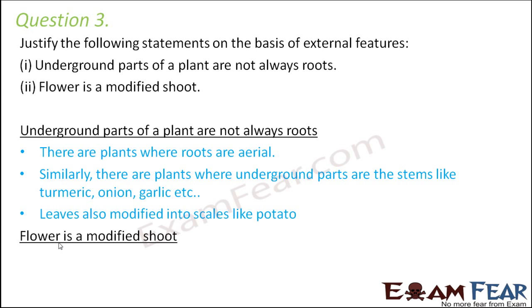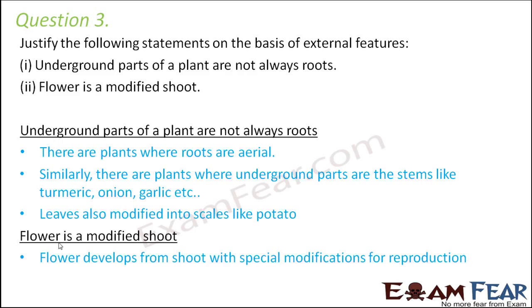What is a flower? I mean, a flower doesn't come magically in a plant. In a plant, we have 2 systems. One is the root system, the other is the shoot system. Now, the parts of the shoot system are the branches, the stem, the leaves, the flowers, the fruits. Now fruit, seeds, they all come from flowers, right? From where do flowers come? They come from the shoot. So we can say that flowers develop from shoot with special modifications for reproduction. So some shoots modify themselves to perform this function of reproduction, and the result of that modification is nothing but a flower. So flower is a modified shoot.